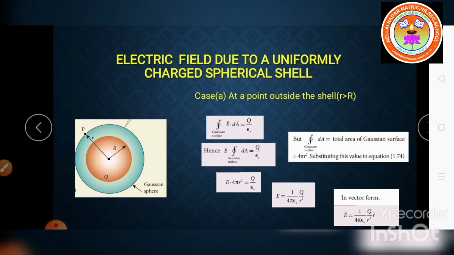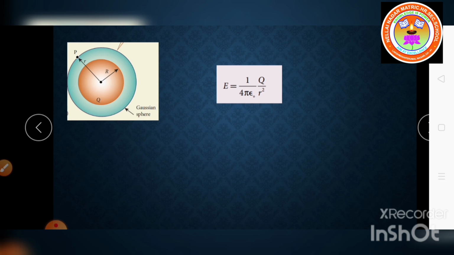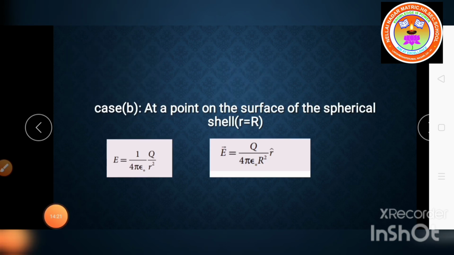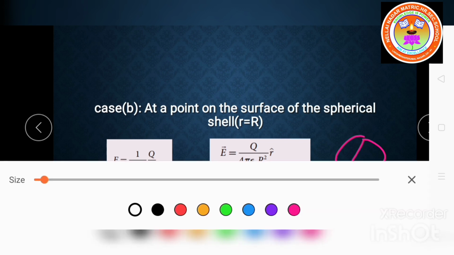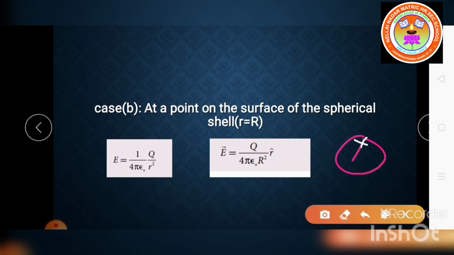Next, we come to case 2. For that, listen, here at a point on the surface of the spherical cell. At a point on the surface of the spherical cell means we have taken the point P also on the sphere that has the radius capital R. We are going to consider the point P at the same point. So we have the distance r equal to capital R.